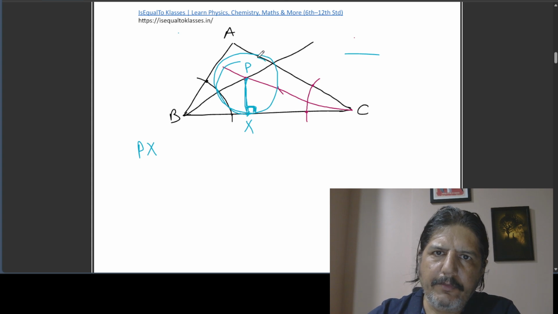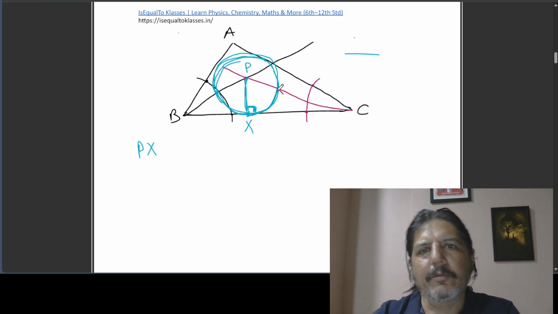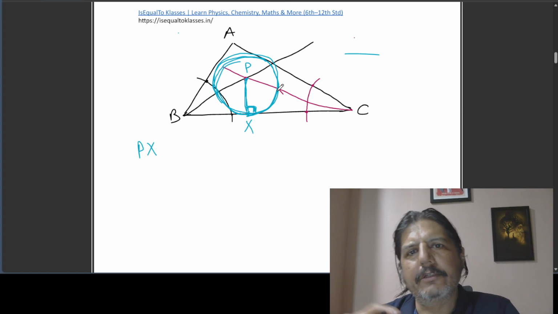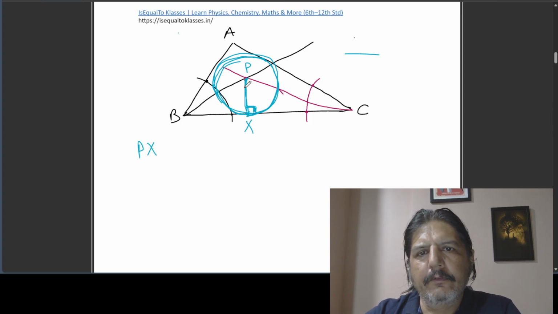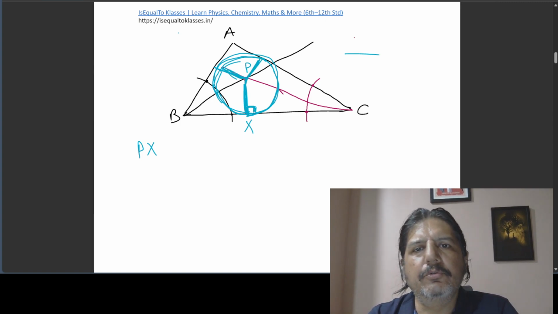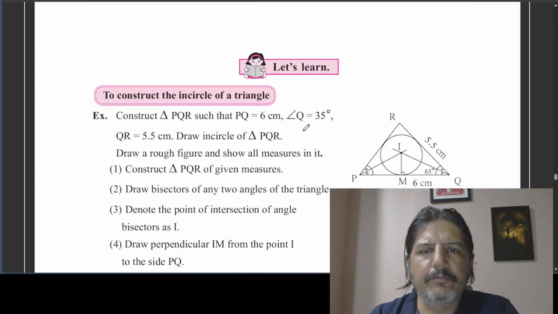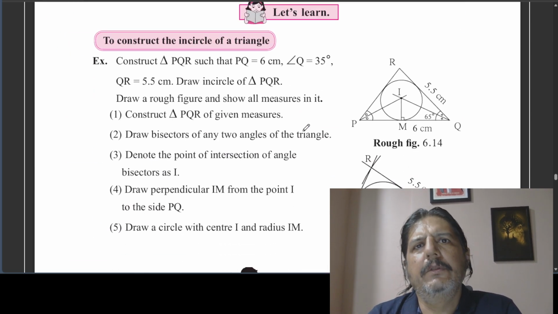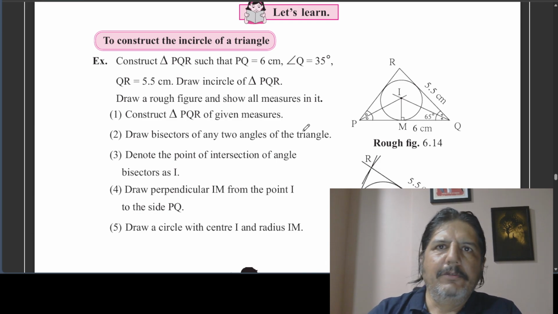Because this is a rough figure, that is why I'm not able to show it properly. But you need to trust me on this, that whatever this distance be, the same distance would be here and the same distance would be here. I will repeat the process and show you how it is done. We'll be doing 2-3 examples also, so don't worry.